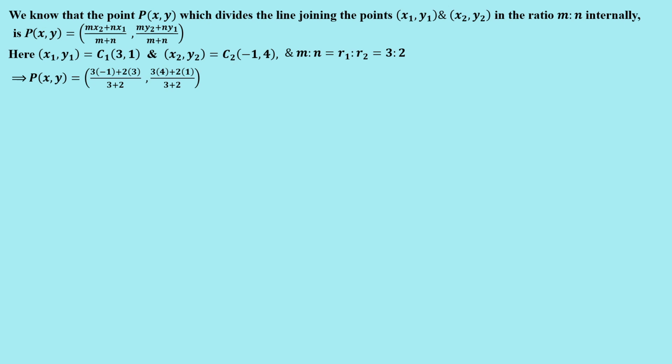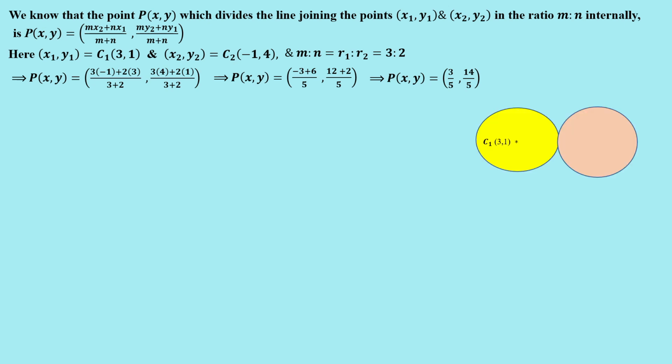So using the formula, the coordinates of the point of contact P(x, y) equal ((3 × -1 + 2 × 3)/(3 + 2), (3 × 4 + 2 × 4)/(3 + 2)). So you will get P(x, y) equal to (3/5, 14/5). This is the distance between the two circles, so P is the point of contact of these two circles, (3/5, 14/5).